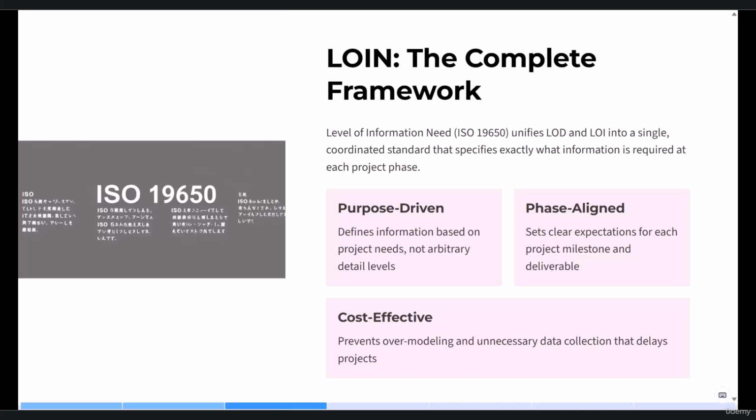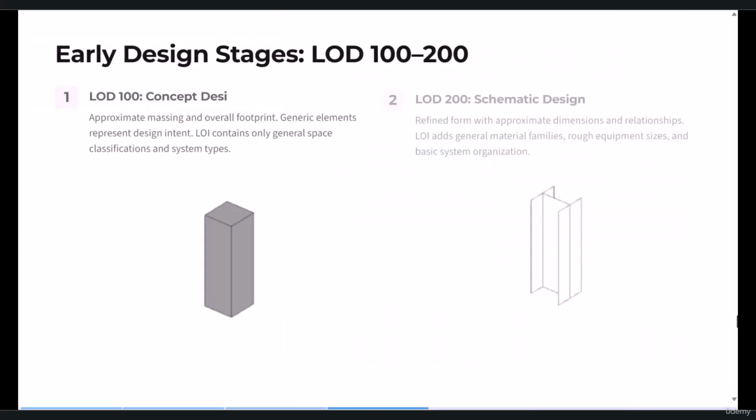So that, for example, we don't lose time or waste other things here. To put it better, LOD defines the shape of the project. LOI defines how much information has been entered into the project or model, and LOIN defines how much information we need at each level of the project.